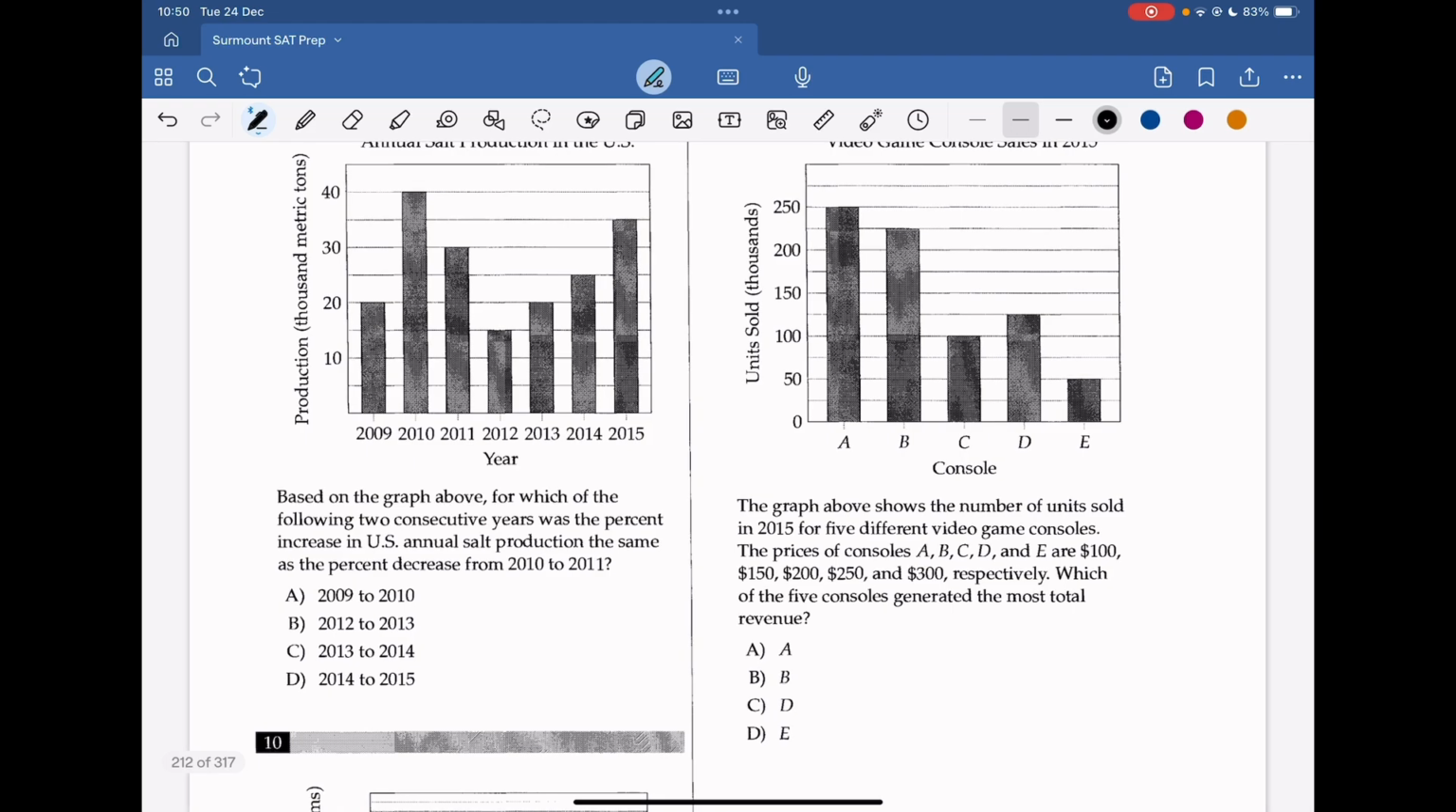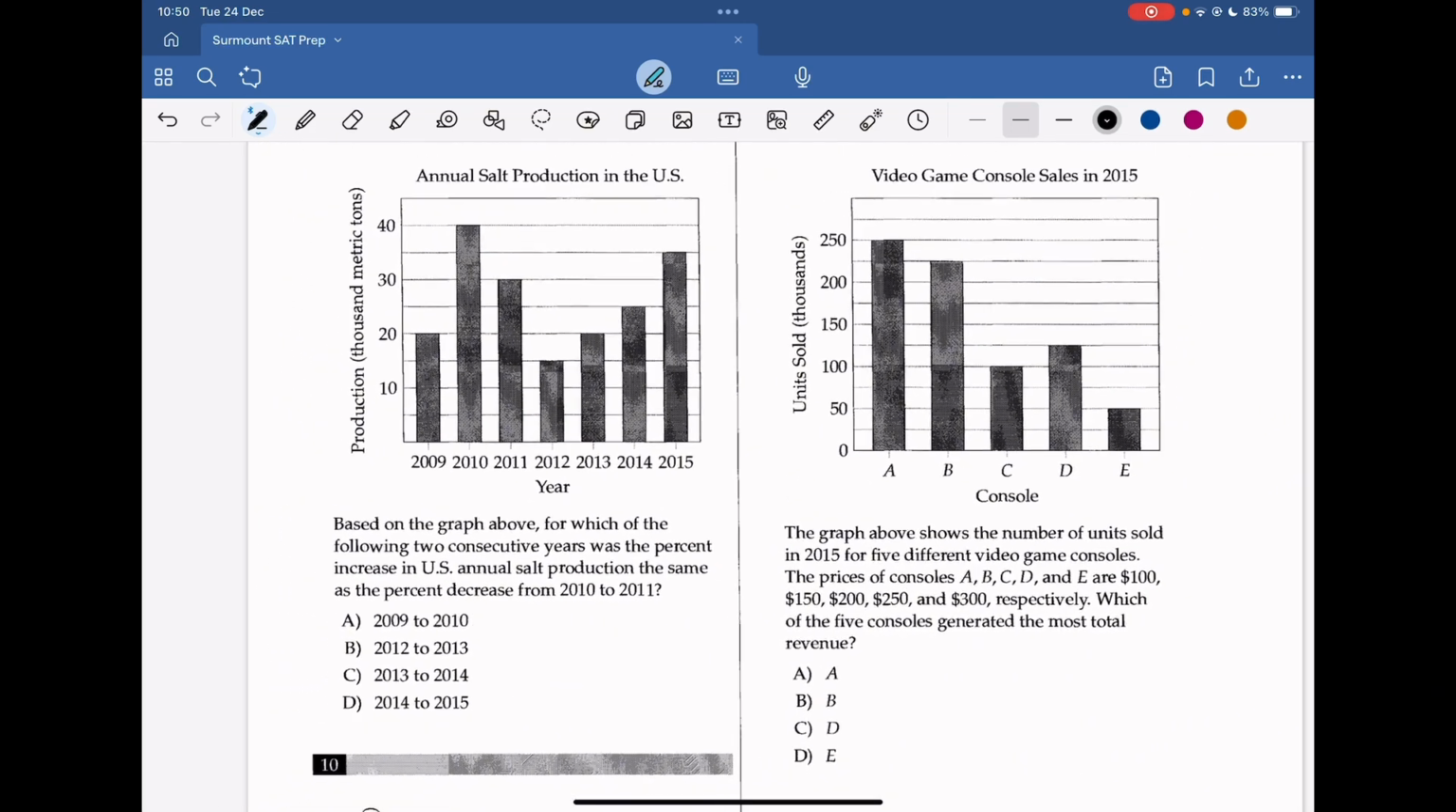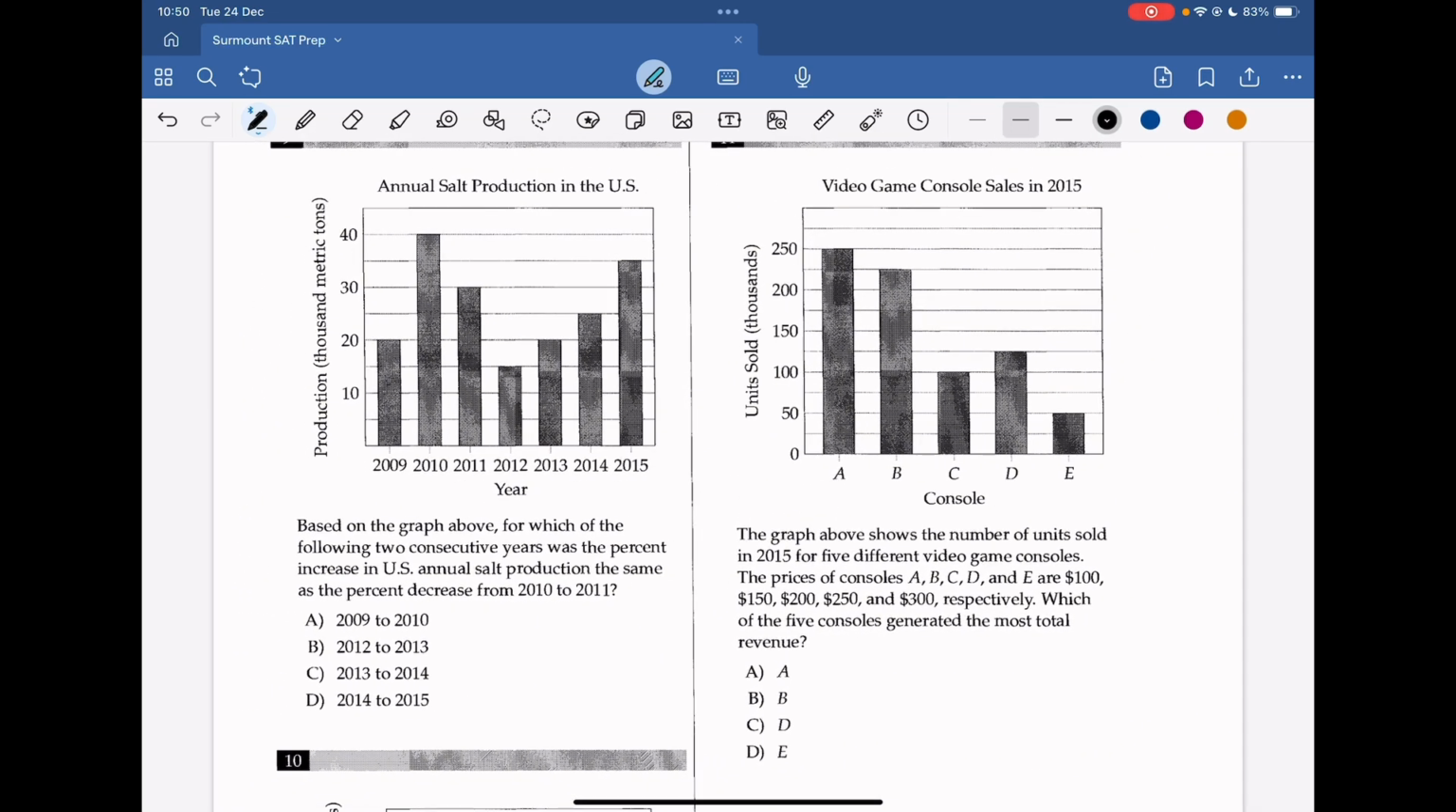Question 9, based on the graph above, from which of the following 2 consecutive years was the percent increase in U.S. annual salt production the same as the percent decrease from 2010 to 2011? So from 2010 to 2011, we can calculate the percent decrease first. You see in 2010, the production was around 40. In 2011, it was 30. So to calculate the percent decrease, you can do 30 minus 40 over 40 times 100. And this will get us negative 25%.